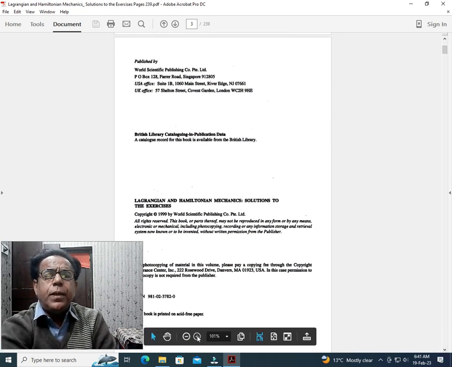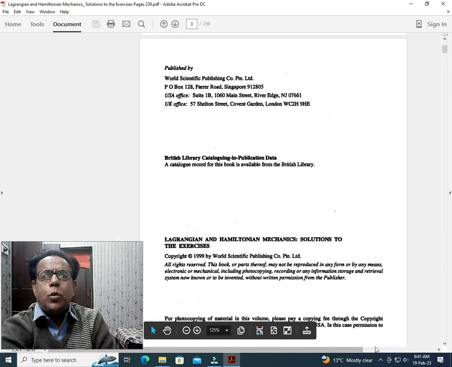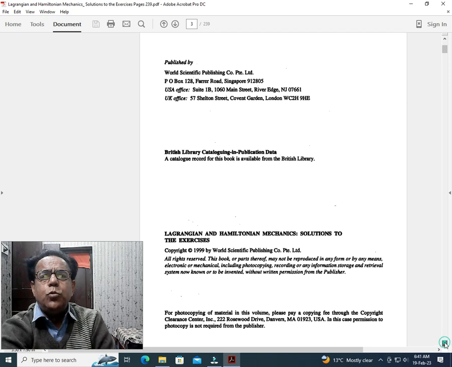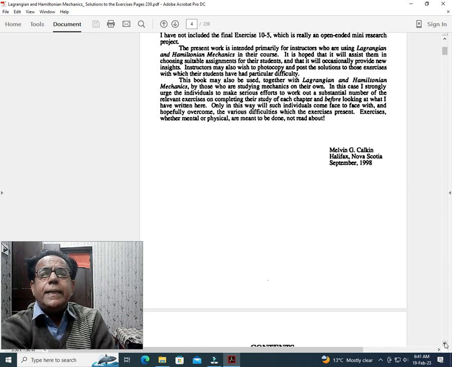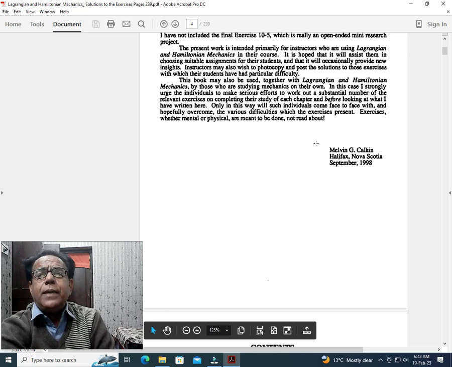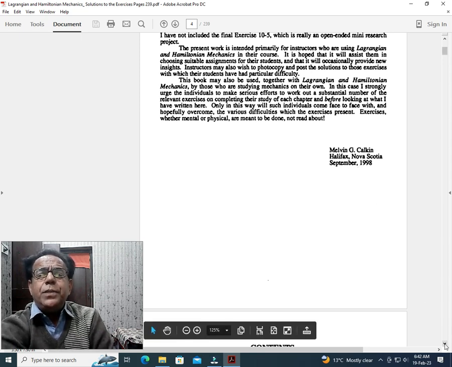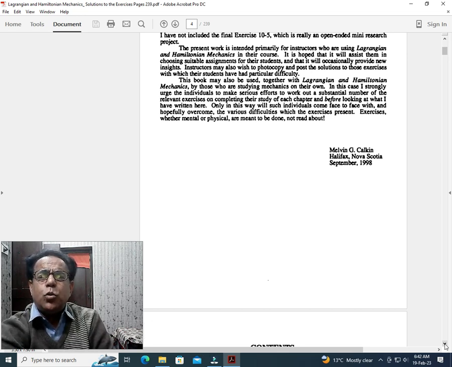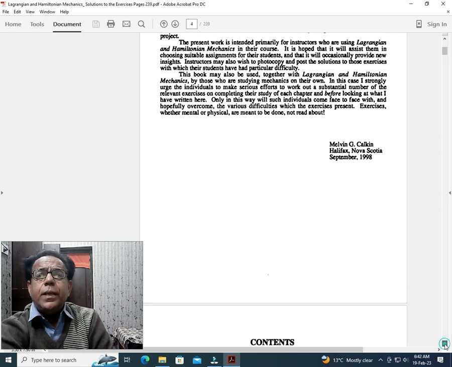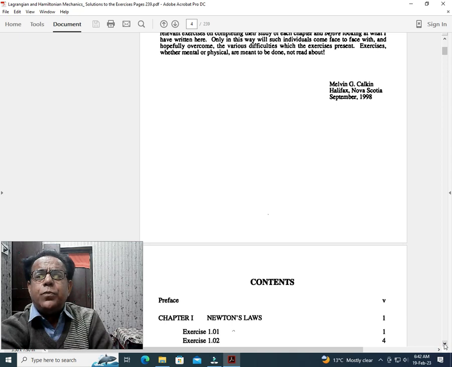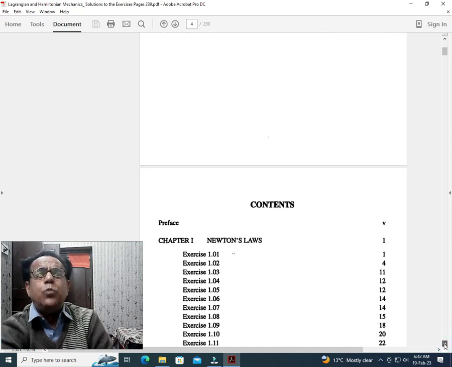Now we see its copyright, 1999. So this book was published in the year 1999, while its preface was written in September 1998. We know that a preface is always written prior to the copyright year of the book. So the preface was written and signed in September 1998, while its copyright is of the year 1999. Now we come towards its contents.